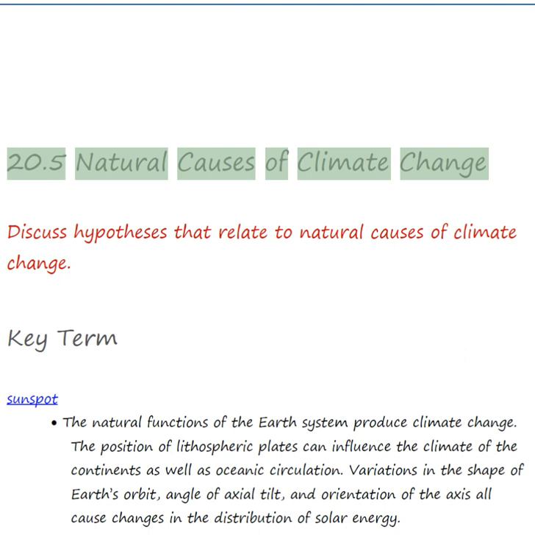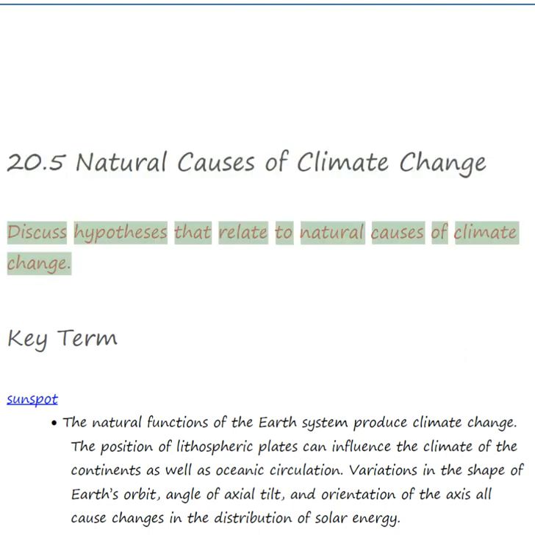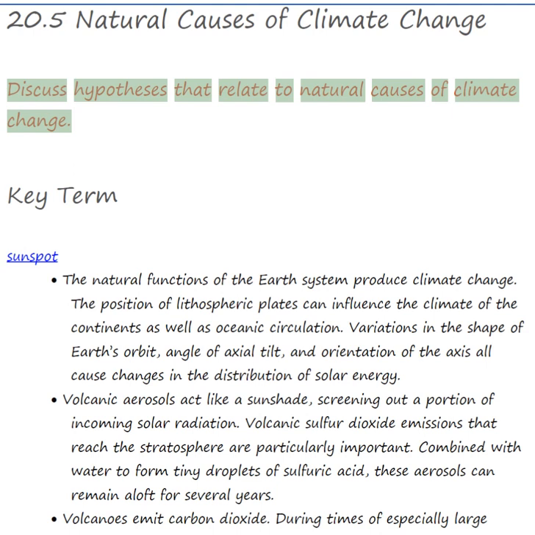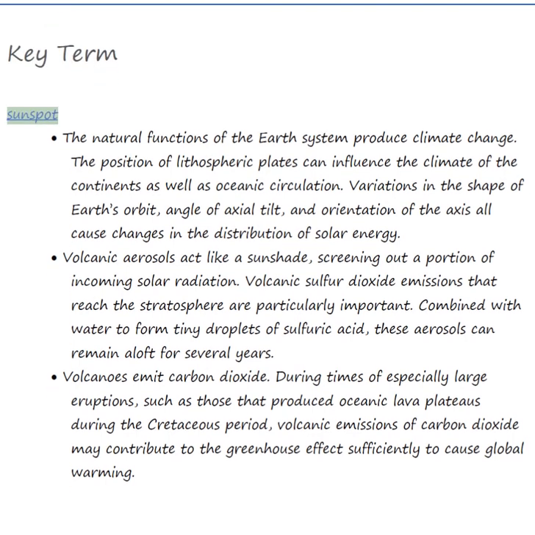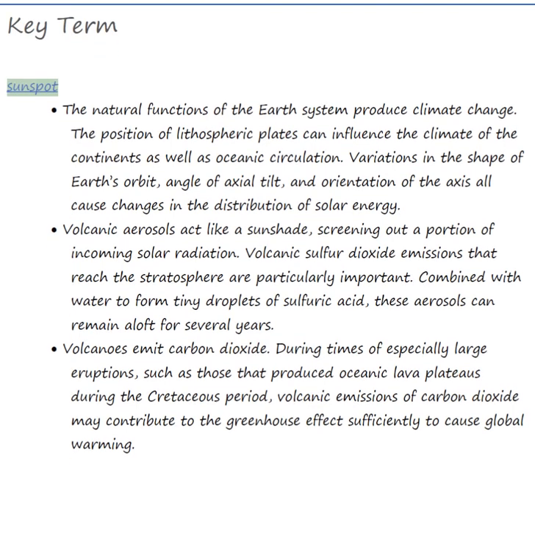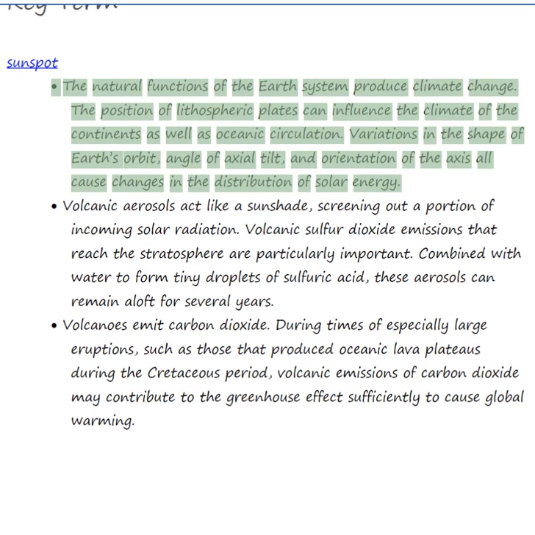20.5 Natural causes of climate change. Discuss hypotheses that relate to natural causes of climate change. Key term: sunspot. The natural functions of the Earth system produce climate change.